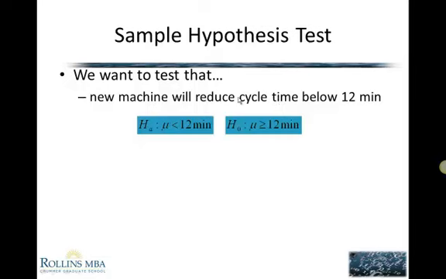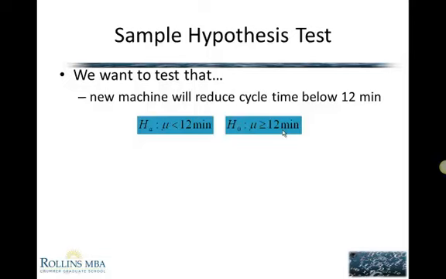So we would look at our average time in the past being 12 minutes, and we'd take some sampling. We'd be looking at the average time to see whether it supports the claim that on average our cycle times will be below 12 minutes. So the alternate statement would be that mu, population mean, is less than 12 minutes. The null statement would be the complement of this, that mu is greater than or equal to 12 minutes. So we've got our null and alternative statements.